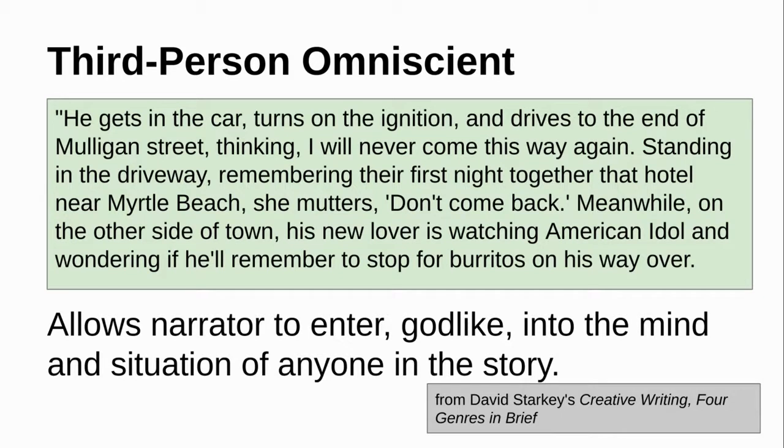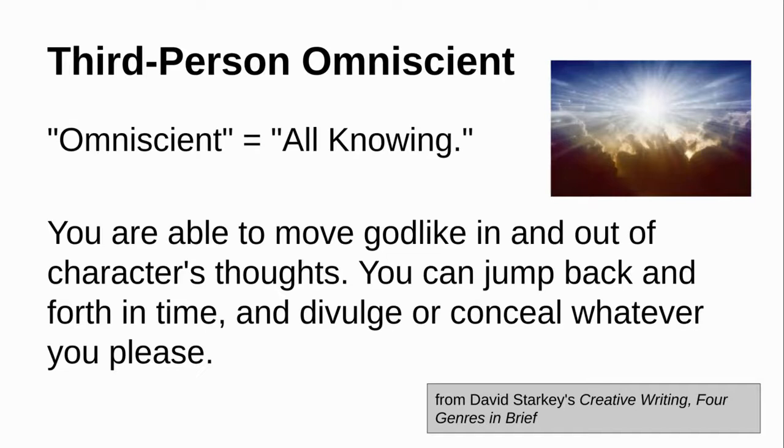So note how that went into various points of view, right? We knew what was going on in the mind of the person driving the car, in the mind of his ex-girlfriend, and then also in the mind of his new boyfriend. Okay. So third person omniscient allows the narrator to enter godlike into the mind and situation of anyone in the story. Omniscient literally means all knowing.